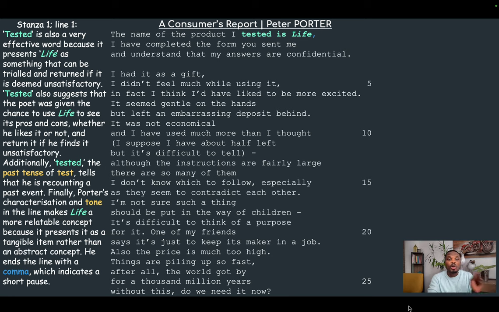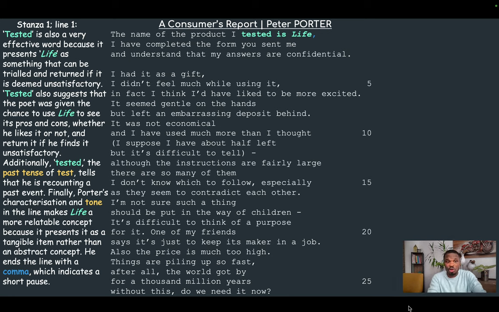Finally, Potter's characterization and tone in the line makes life a more relatable concept because he presents it as a tangible item. I mean, when we talk about life, essentially we are talking about people or somebody. But the way he does it here is like something that's tangible, something you can touch and feel. It's a product, not some abstract idea of sorts. It's something that you can touch and feel.